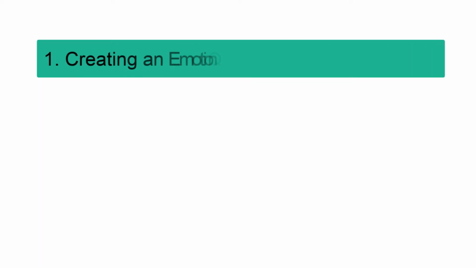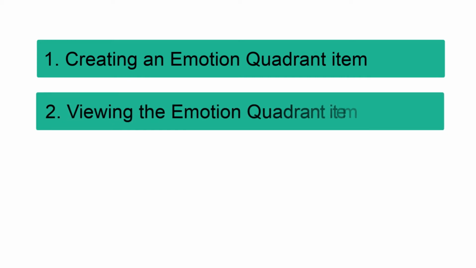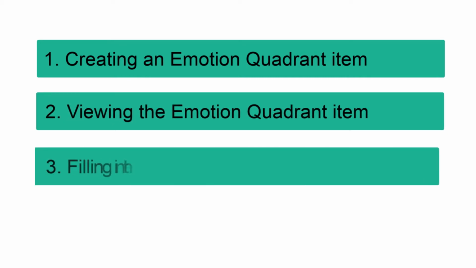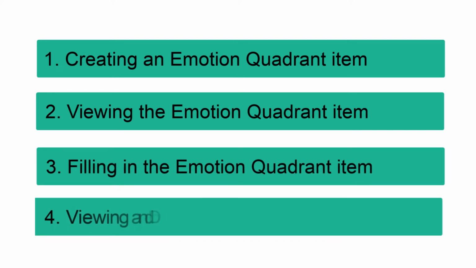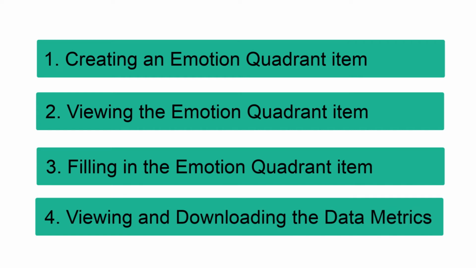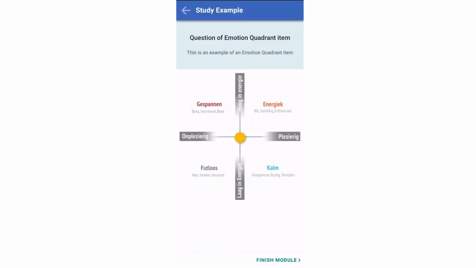In this video, we will show you how to create an emotion quadrant item for your experiment, how the participant can view the emotion quadrant item, how the participant can fill in the response for an emotion quadrant item, and how to view and download your data metrics. An emotion quadrant item enables the participants to click and move the cursor to the emotion that best describes them on an emotion quadrant image.